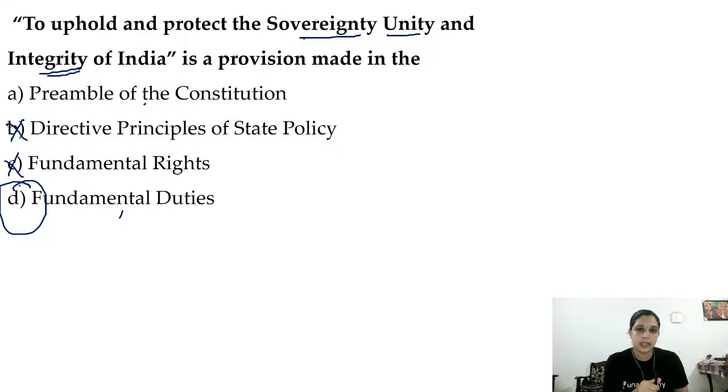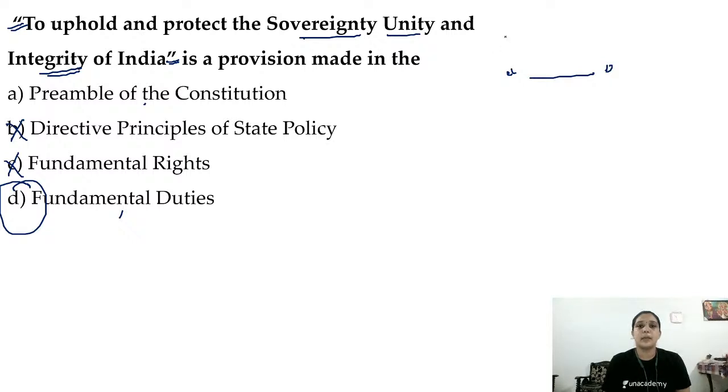Here, many people will commit the mistake of going to the preamble, but see clearly, double quotes are given, which means the direct statement of the constitution is given. What does double quotes mean? The original statement is given here. In the original statement, we know the statement of the preamble very clearly.